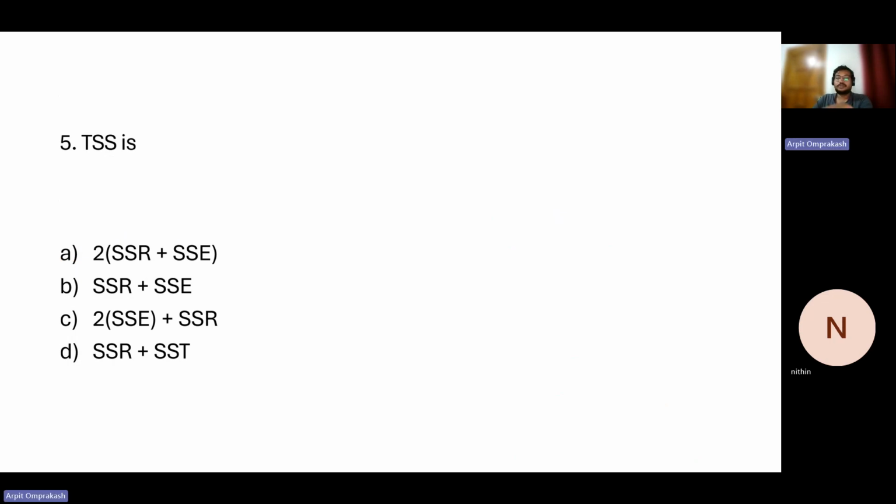The next question is TSS, so this is in terms of ANOVA. We have TSS, which is the total sum of squares. The total sum of squares in ANOVA can be divided into 2 parts. One is the SSR, or the sum due to the treatment, and one is the SSE, or basically the sum accounted for by the error. So the answer here will be option B.